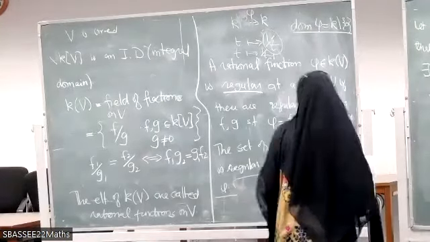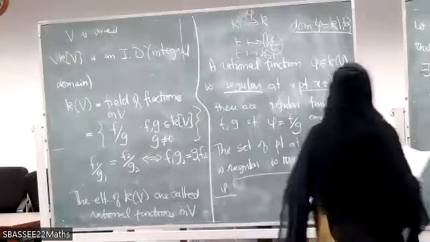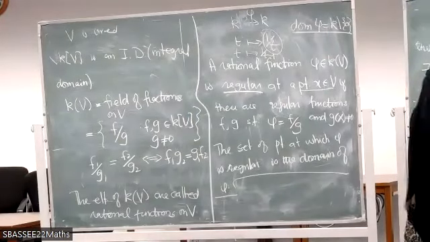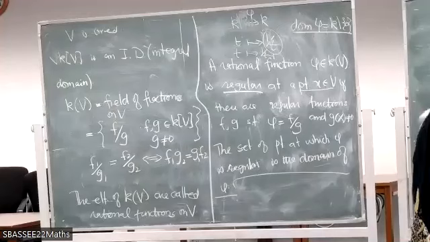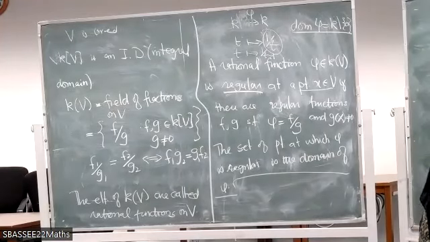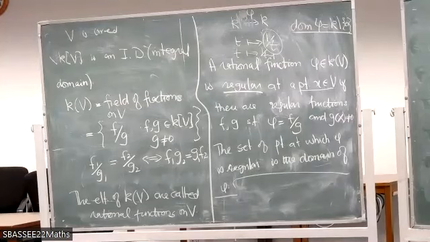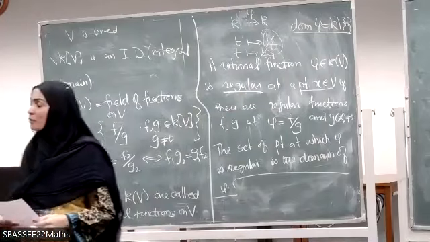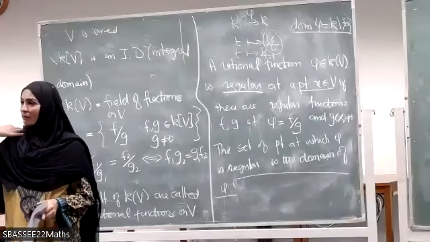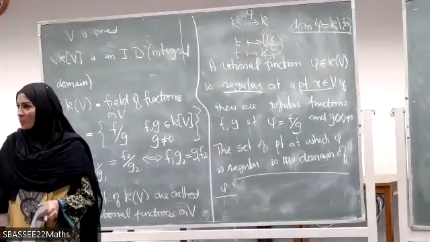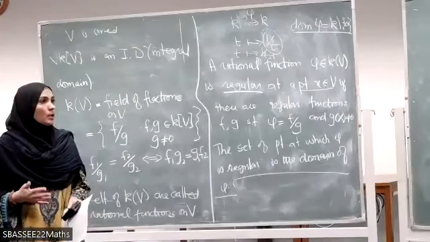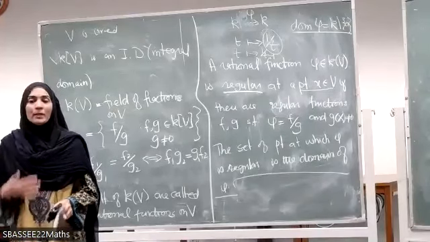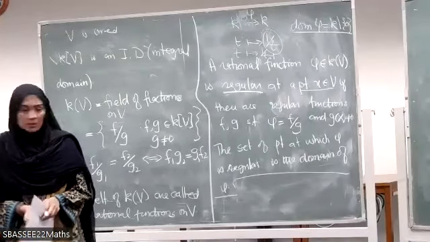Okay, now the question is: can we always find this domain? Can the domain be empty for the corresponding function? The answer is no. The domain is always a non-empty open set with respect to the Zariski topology.